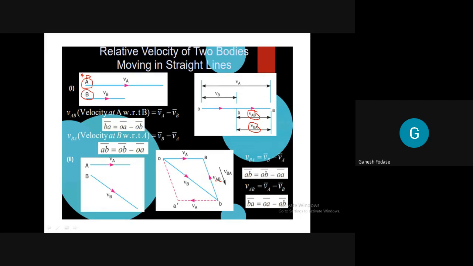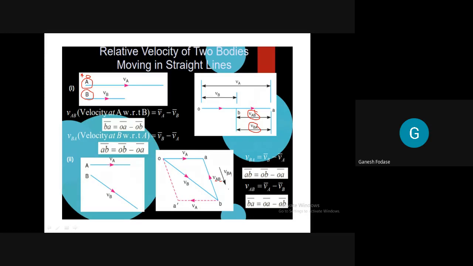But if I say VBA, then it is velocity of B with respect to A, acting from A to B. Velocity of B with respect to A, and the direction is from A to B. I just tried to tell you what the basics are.